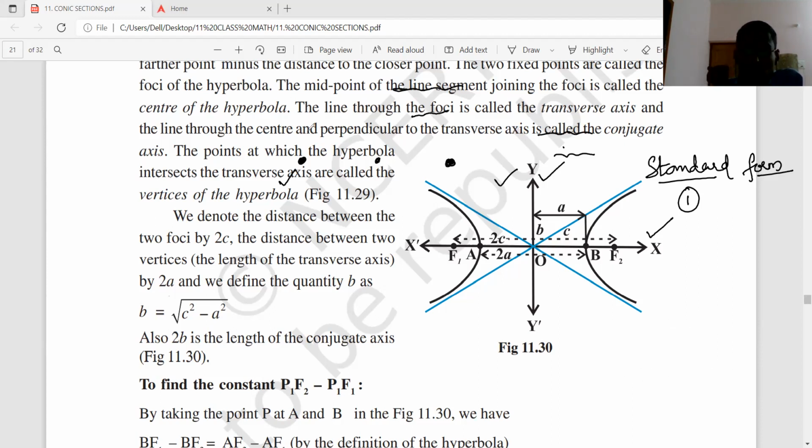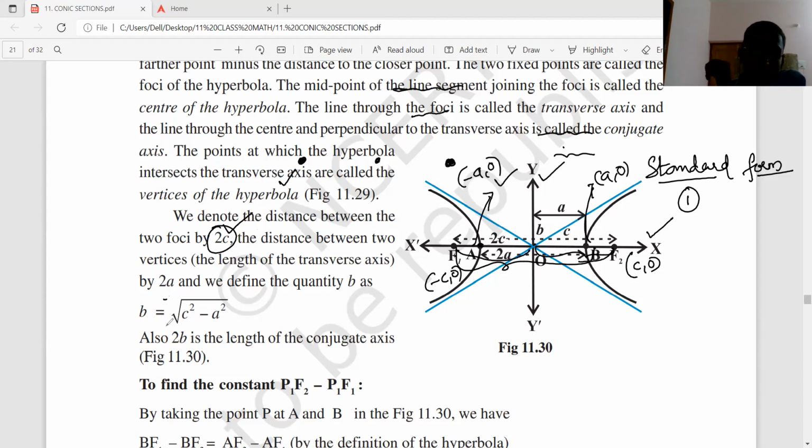Here also we take F2 as (c, 0), and F1 automatically becomes (-c, 0). So the distance between the foci is 2c: this is c and this is one more c. The distance between the two vertices is 2a. That means this is a, so the vertices are (-a, 0) and (a, 0).